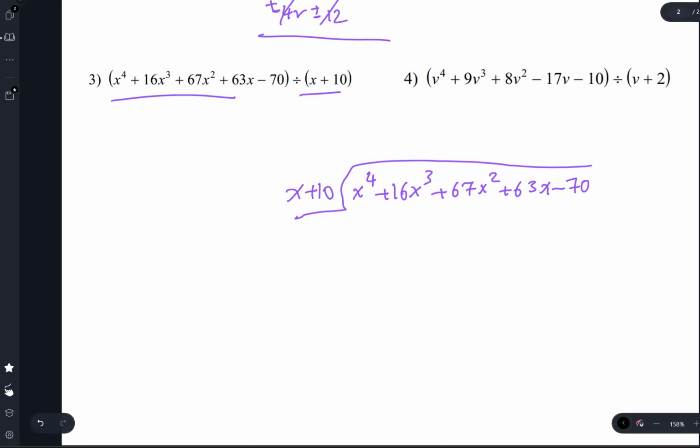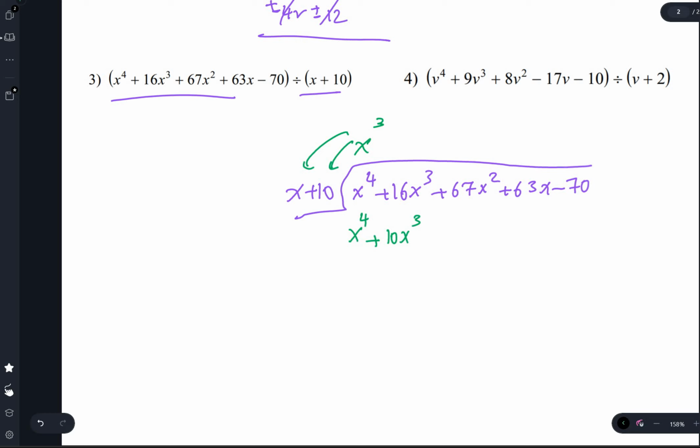Right now, let's change the color. First term by first term. We say first term divided by first term. X power 4 divided by x equals x power 3, right? Because when you divide, you subtract the powers. Multiply by both: x power 3 times x equals x power 4, plus x power 3 times 10 equals 10x power 3.